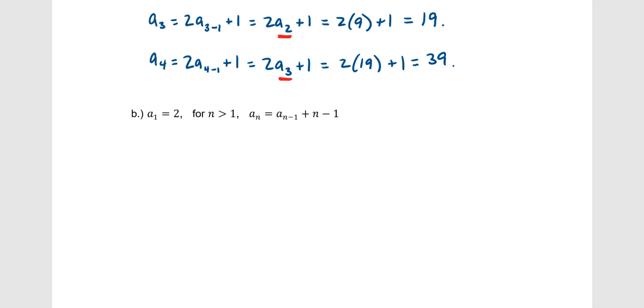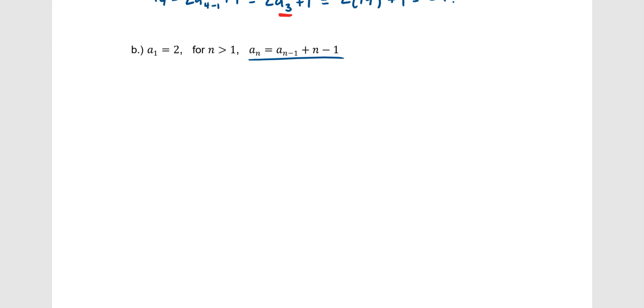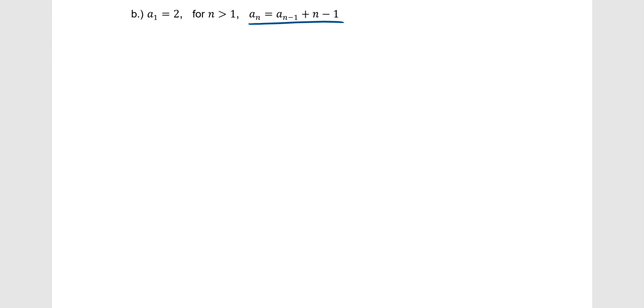Now let's go ahead and do one more of these. We have our definition over here on the right. A sub n equals a sub n minus 1 plus n minus 1. And we want to find the first 4 terms again. We want to find a sub 1. A sub 1 is given to us.